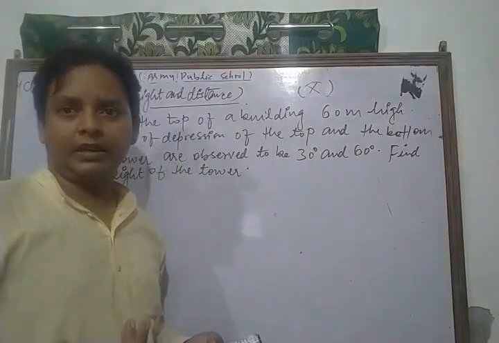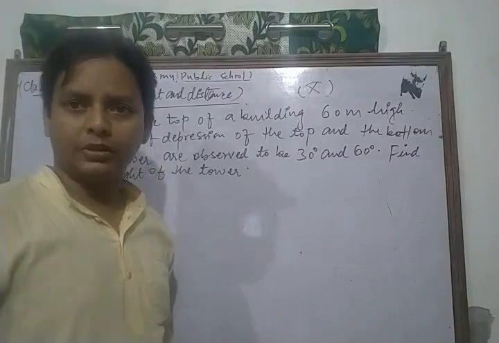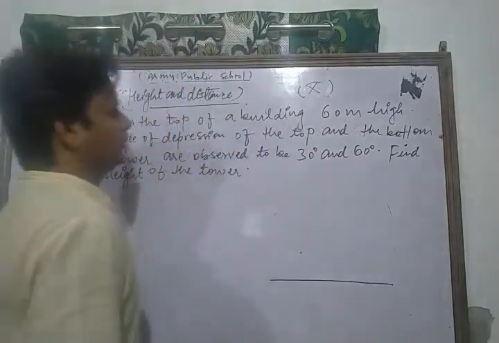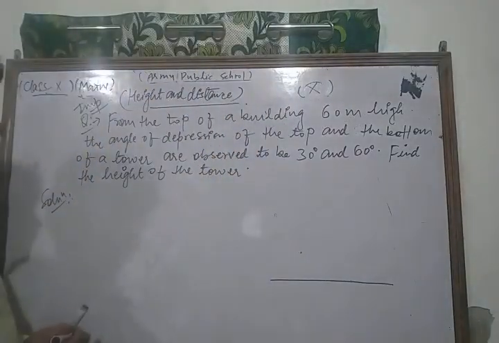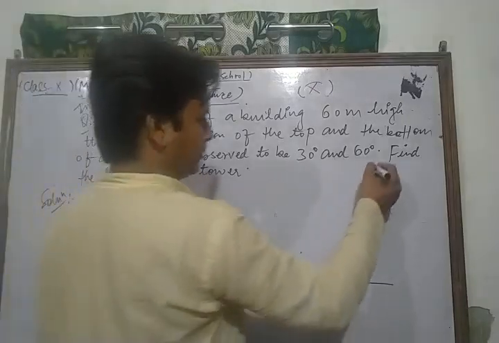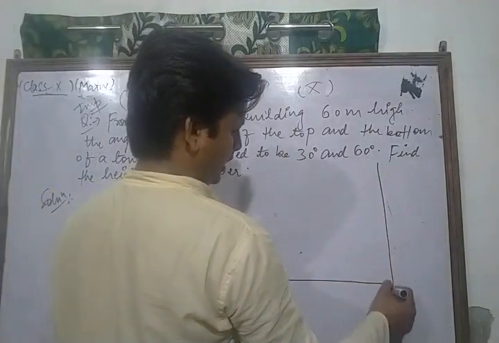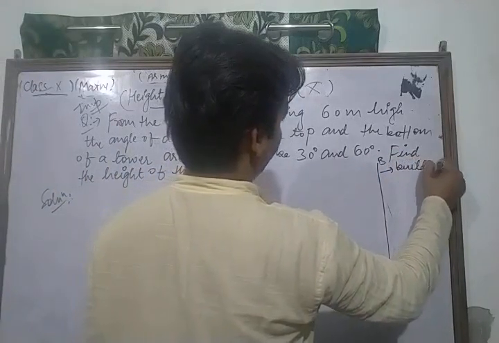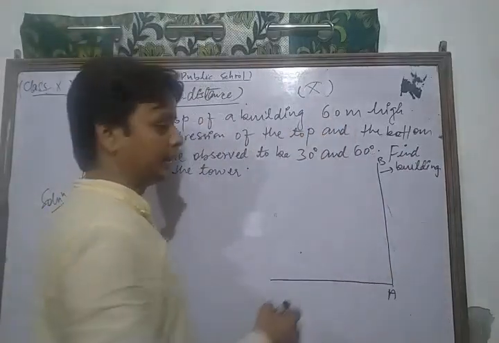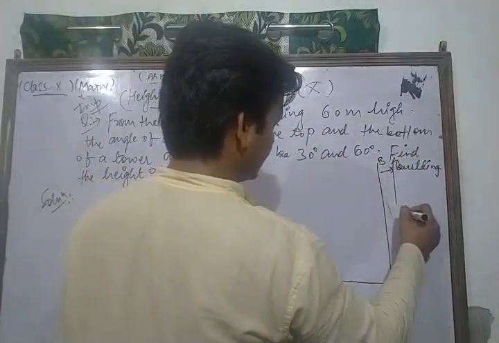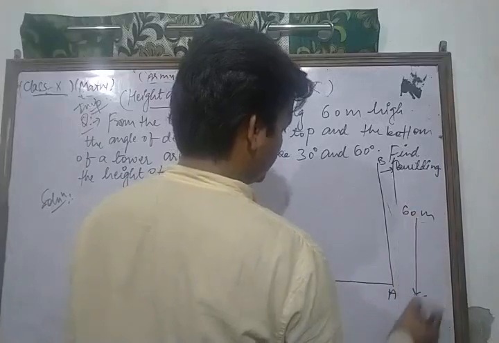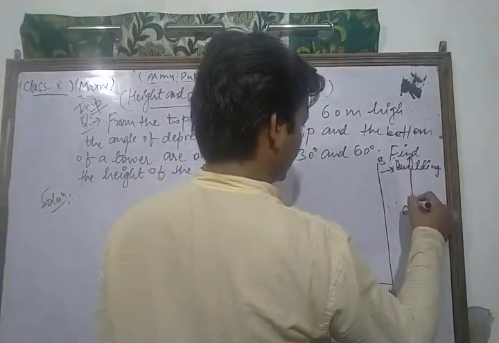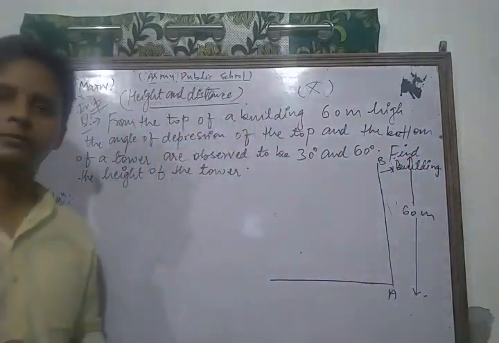Your question is, from the top of a building. So it is clear that the building stands on the horizontal surface. First of all, we draw a horizontal surface, and let AB be the building. You know that the building is 60 meter high, so AB is 60 meter. This is the height of the building, which is 60 meter high.